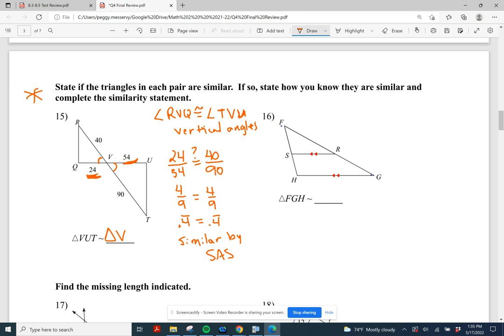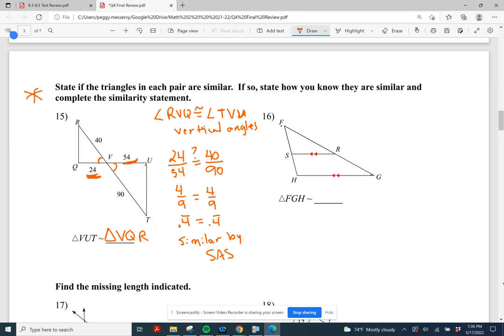And then we complete the similarity statement by saying triangle VUT is similar to triangle, so V corresponds to itself. We went from V to U, so we went across the 54, so we need to go across the 24, which is V to Q, and then we need to go to R to finish it off. Triangle VQR. Remember, the order matters. Okay, triangle VQR.